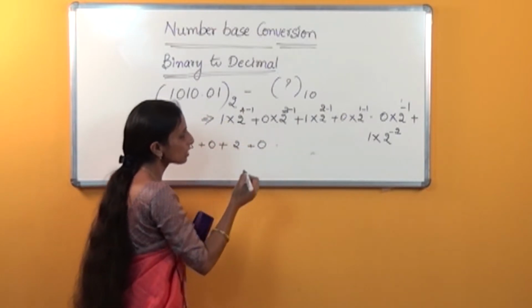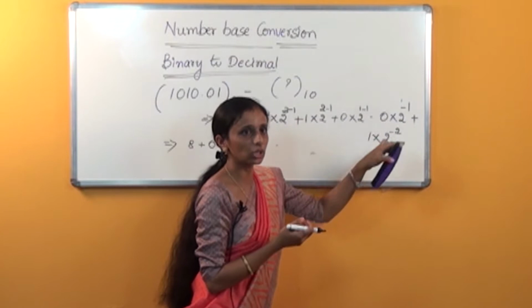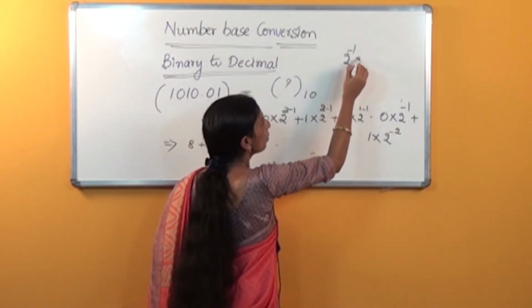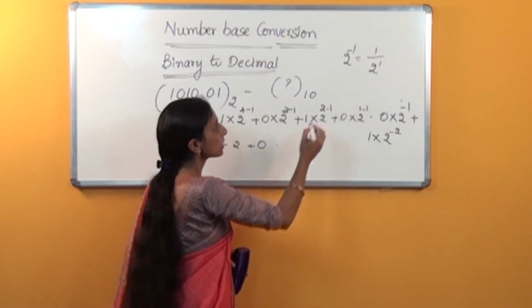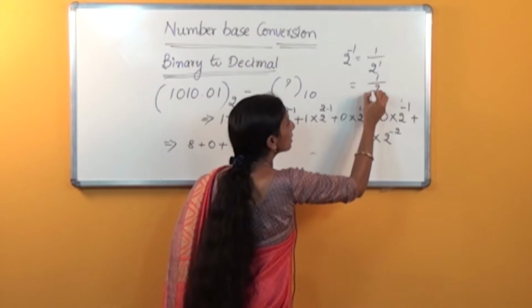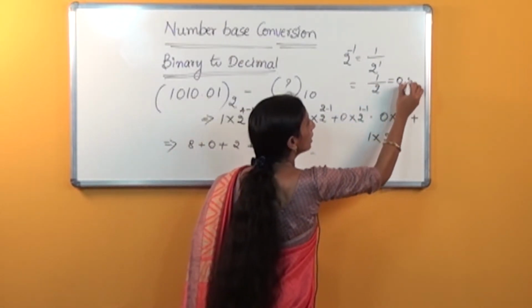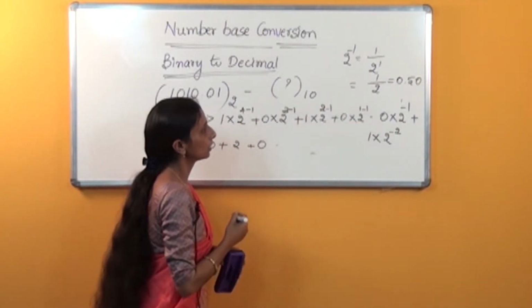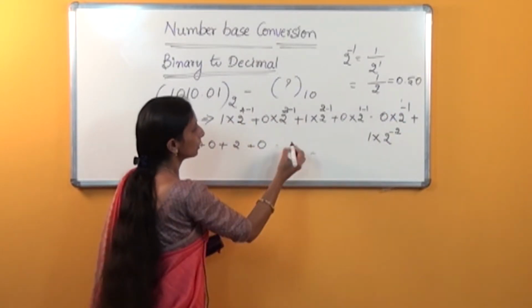Next, after the decimal point, let us see how to get a power of negative numbers. We know 2 to the power minus 1 is equivalent to 1 by 2 to the power 1, that is half. Half is equal to 0.50. So 0 into 2 to the power minus 1 will be 0.50.